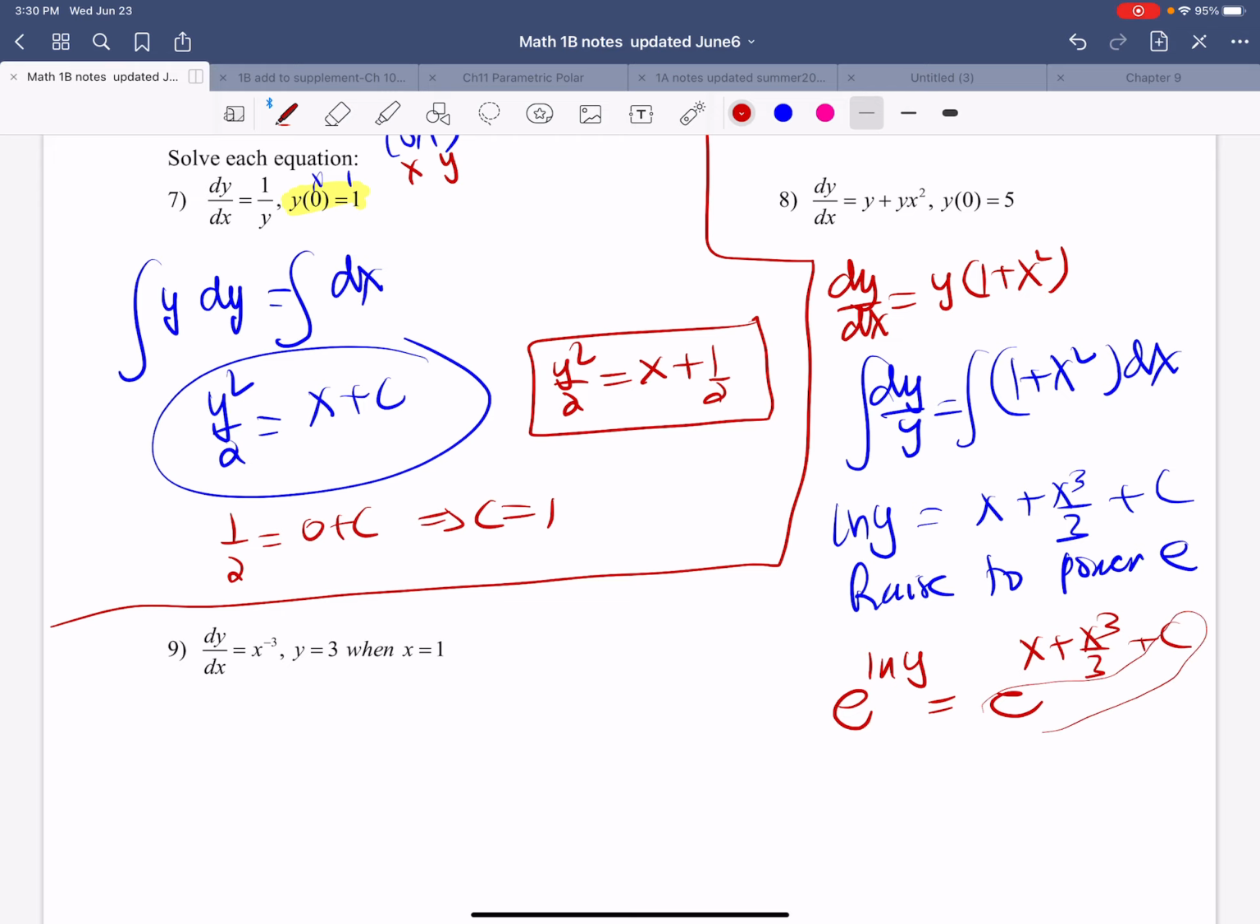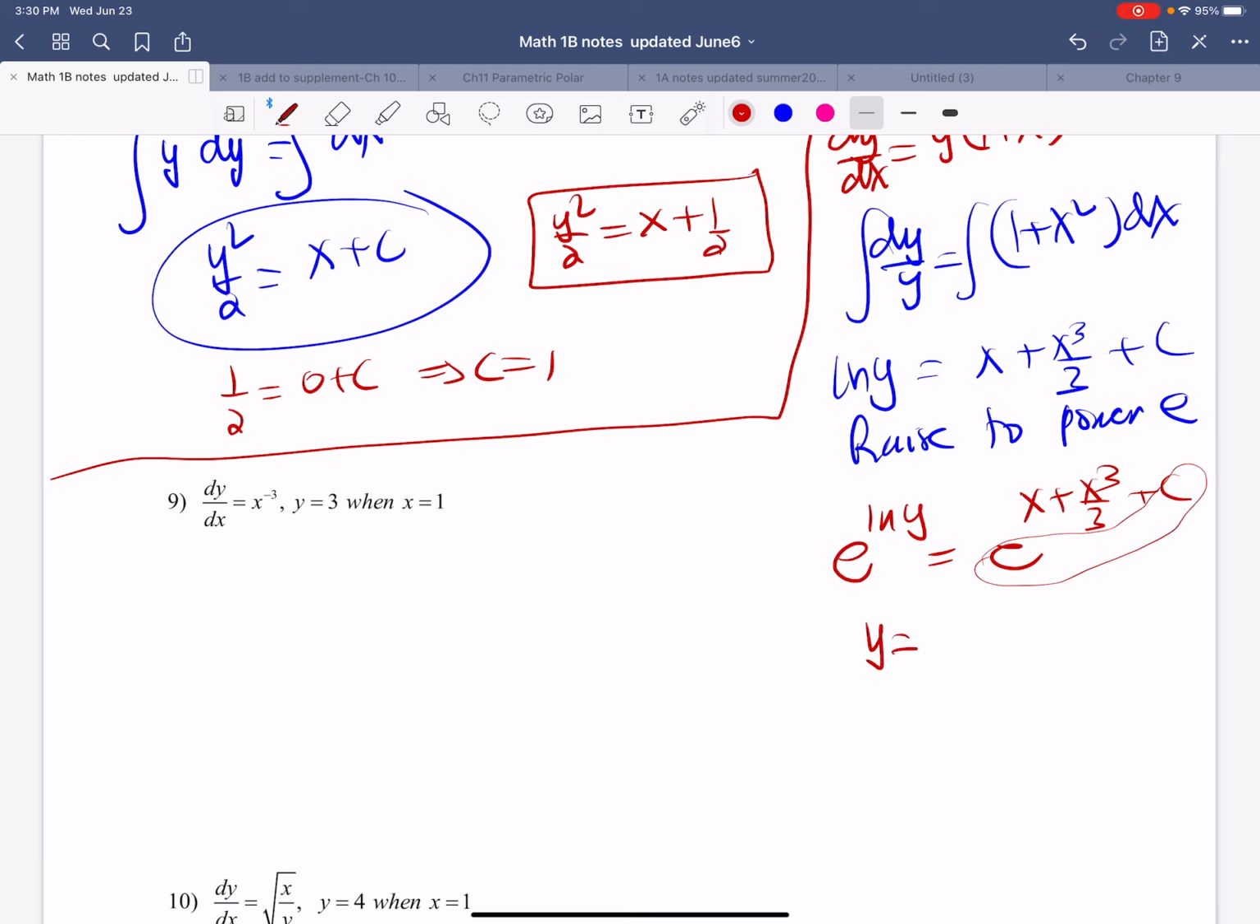Now e to the power c can be written as a constant. So y is equal to e raised to that power, e raised to the power x plus x cubed over 3. Let me actually expand this, that might make more sense, because e to the power natural log of y would be just y, or absolute value of y. I'm dealing with positive values here, so I'm not going to worry about the absolute value. This can be written as e to the power x plus x to the third over 3 times e to the power c. e to the power c is what I'm going to call a constant, a or b or c, whatever you want.